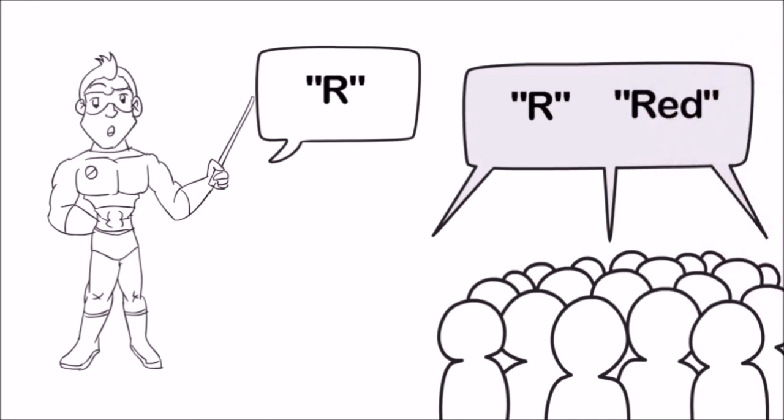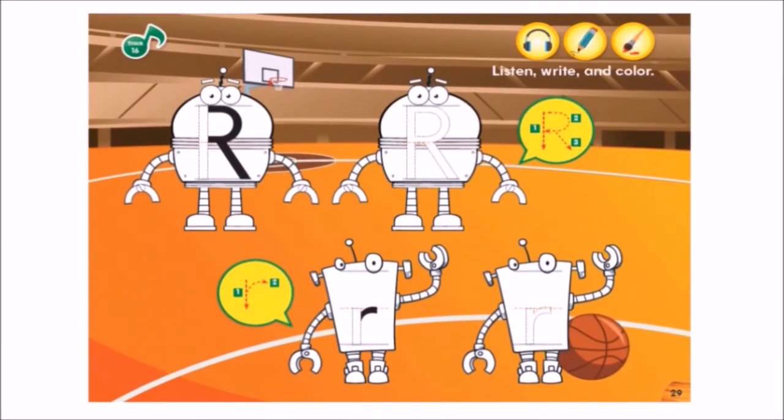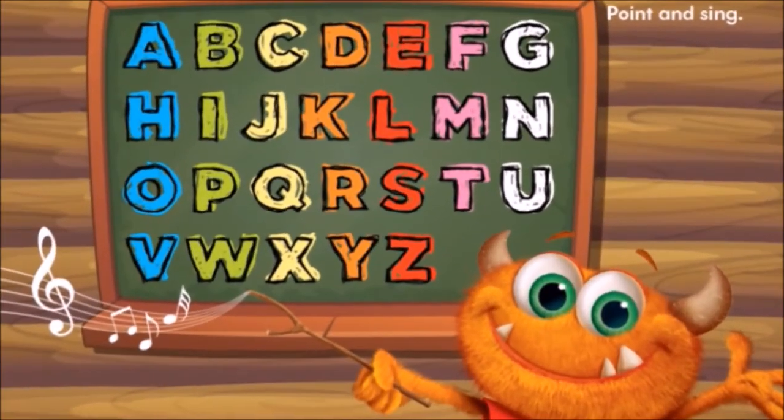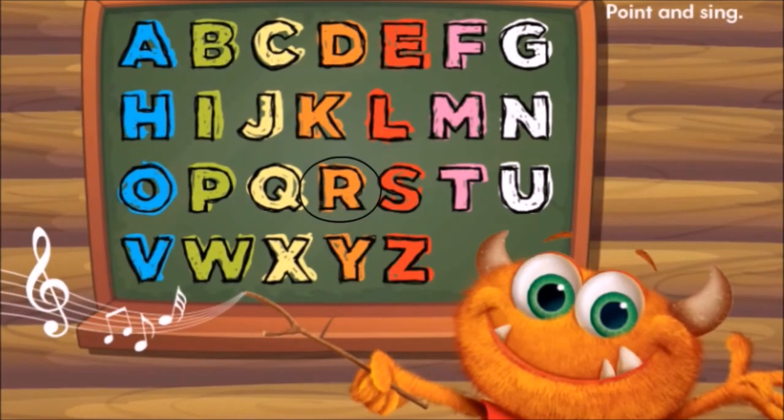To wrap up, have the students complete page 29 in the activity book. You can also sing the alphabet song from page 5 in the activity book as well. Ask the students to find the letter big R.